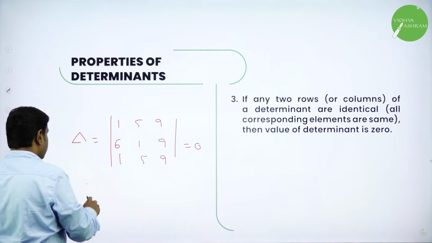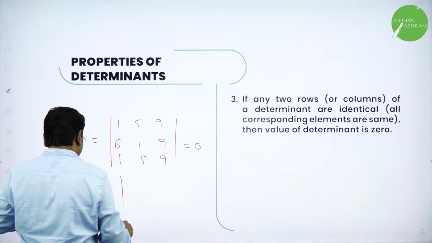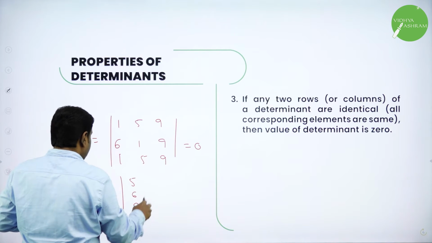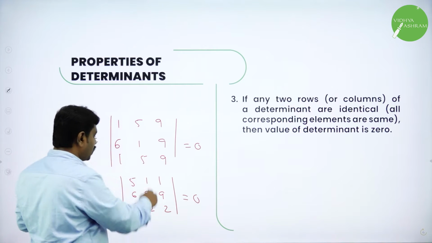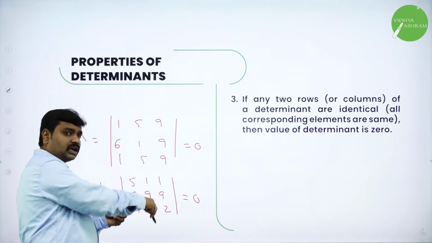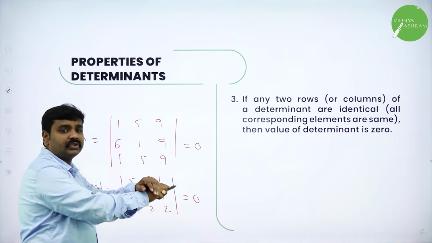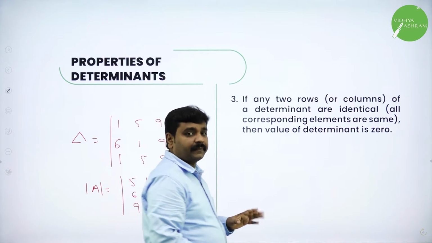Or suppose something like this, delta is 5 6 9, 1 9 2, 1 9 2. This is also 0 because 2 columns are identical. Second column is the same as third column. You expand, you will get definitely 0. So 3 properties we are done.